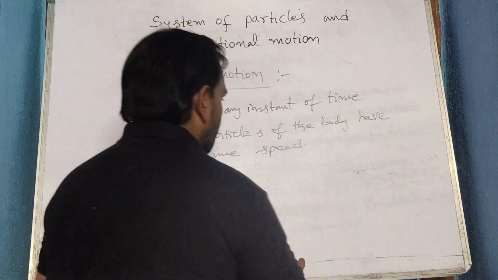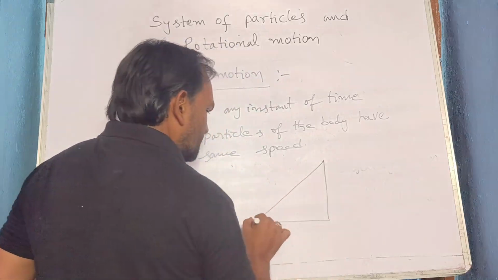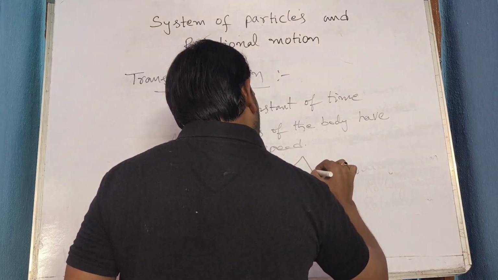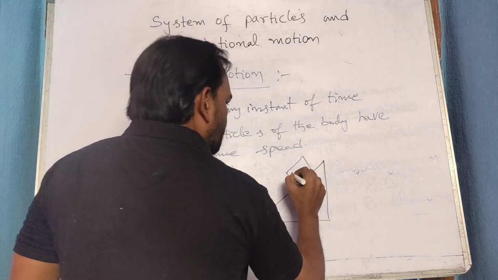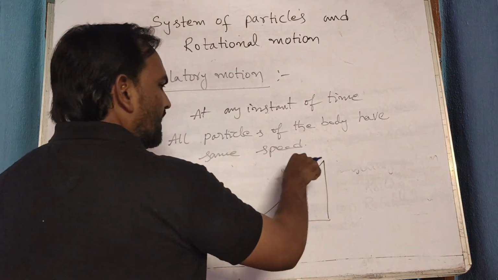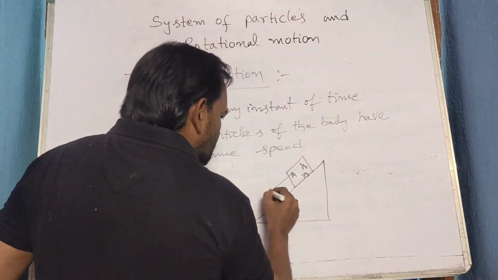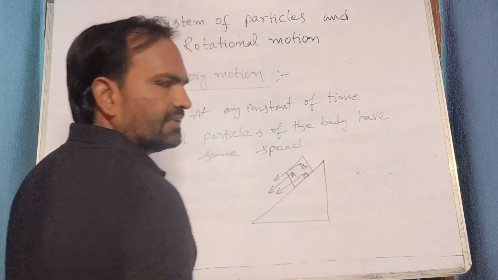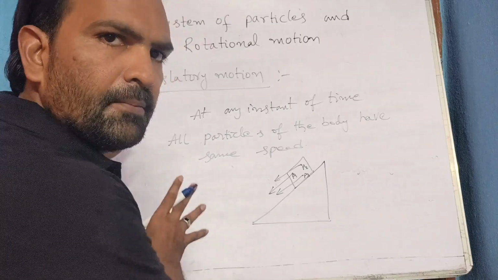Another example we are going to discuss is an inclined surface, with an object moving in the downward direction. One particle is P1, another particle is P2, and there are a number of particles in this body. When the body moves, all particles in the body have the same velocity and same displacement at the same time. This is called translatory motion.